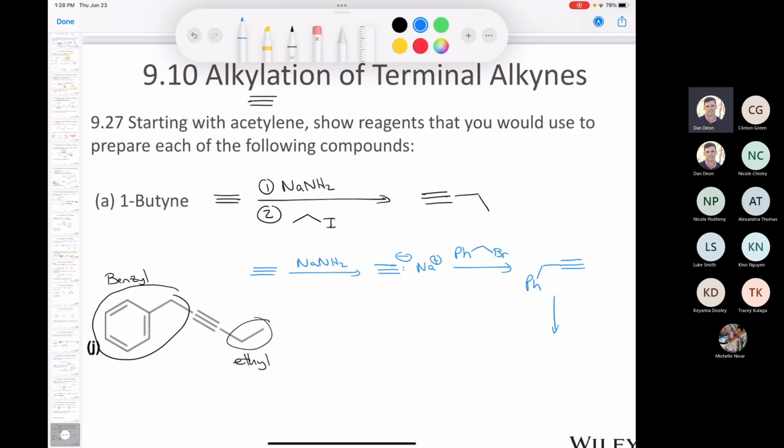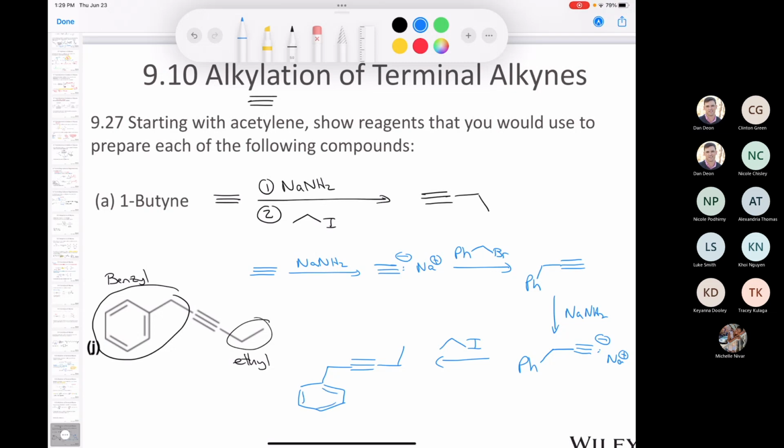Now we're going to do it again. We're going to treat it with sodium amide again. That gives us the alkynide, like this. You can put the sodium if you want; you don't have to put in a spectator ion if you don't want. And then in the last step, we use iodoethane. And there we go. We end up with an ethyl group on this side, and we end up with our benzyl group on the other side. And that's it, my friends.